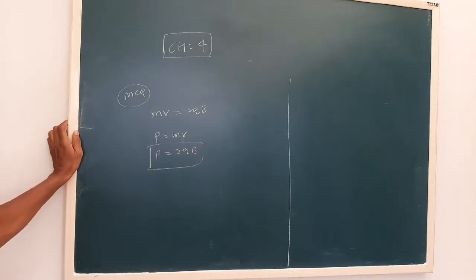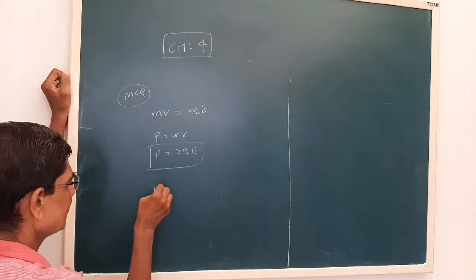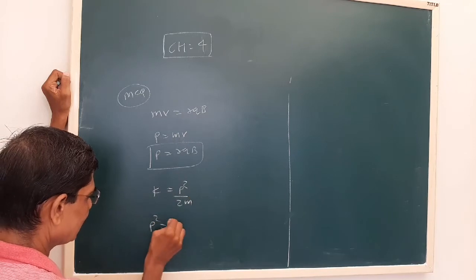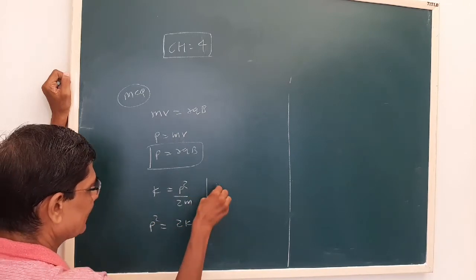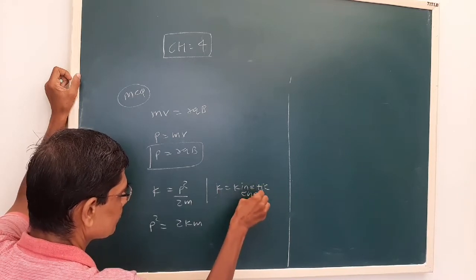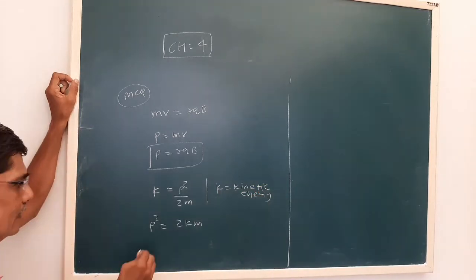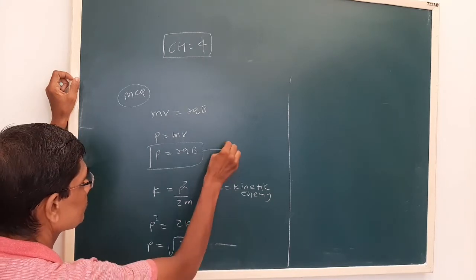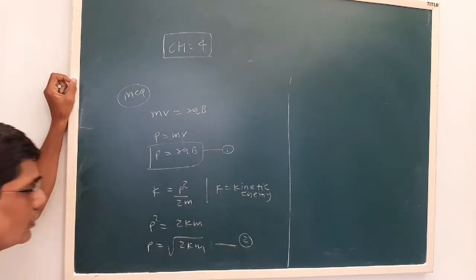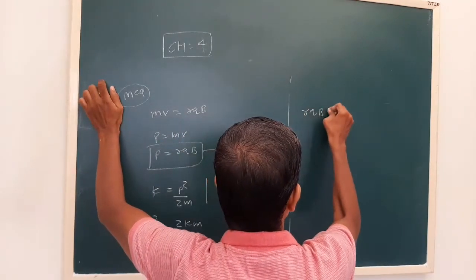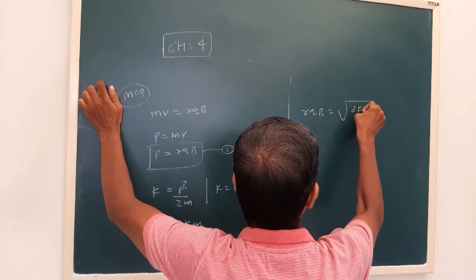Now see what is the relation between kinetic energy and momentum. K is equal to P square by 2m. So P square is 2Km. What is K here? Kinetic energy. So we can obtain the relation rqB is root 2Km, so r is root 2Km by qB.